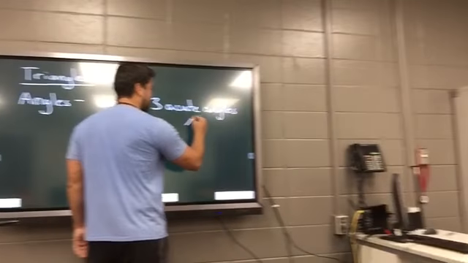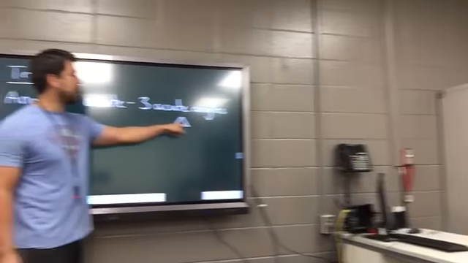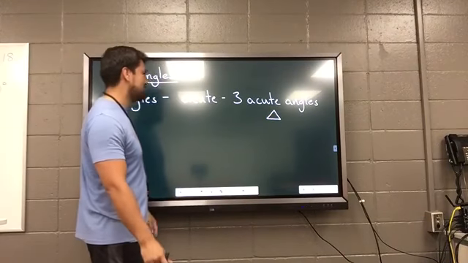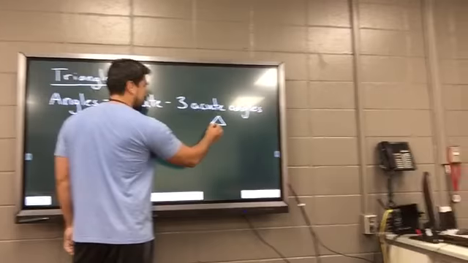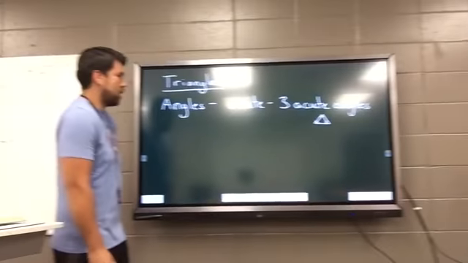You're like, how do I do that? Well, just draw a triangle where all 3 angles are less than 90 degrees. So all of them have to be less than 90 degrees. So here, less than 90 degrees, less than 90 degrees, less than 90 degrees, that's an acute triangle.